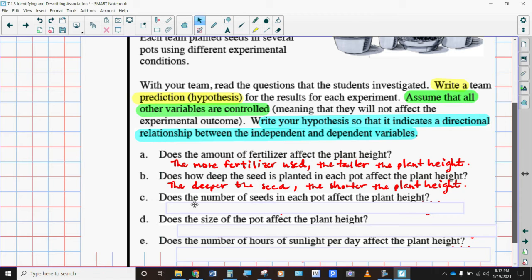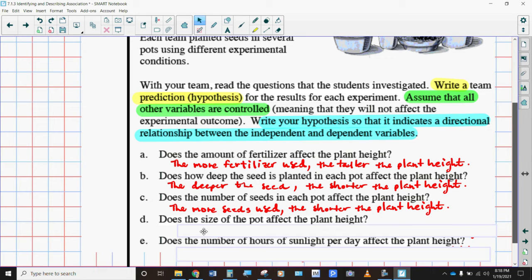Seems logical. Does the number of seeds in each pot affect the plant height? I'm tempted to say no, but sometimes when you put too many seeds in, the roots start to run into each other, and maybe they start choking each other. So I'm thinking that the more seeds you use, the shorter the plant would be, because it would sort of stunt the growth. Now remember, it could be absolutely wrong. I don't really care. I'm just making a hypothesis, and then I'm going to observe it. To me, that kind of makes sense. But if you said it wouldn't have any effect, that would make sense too.